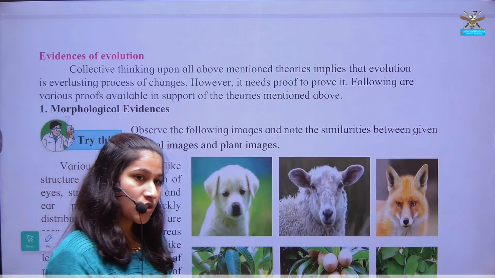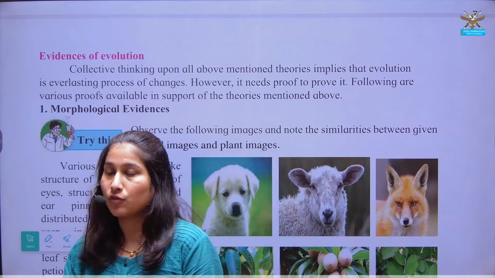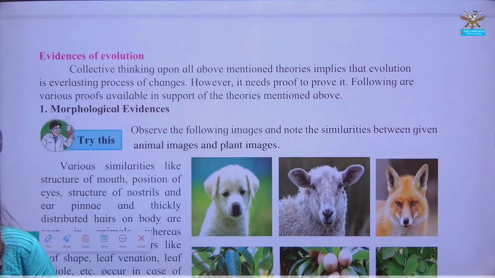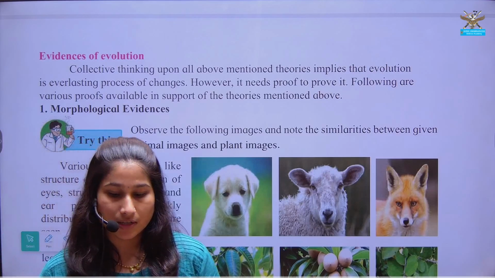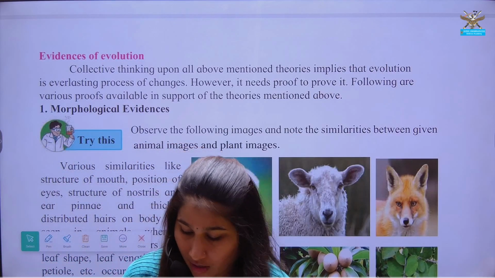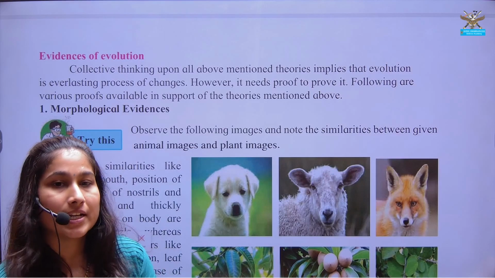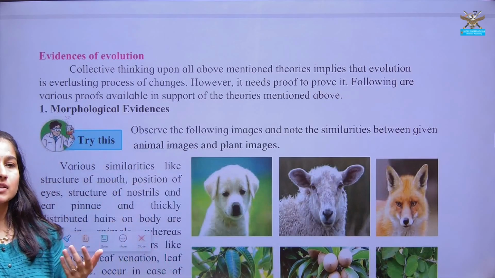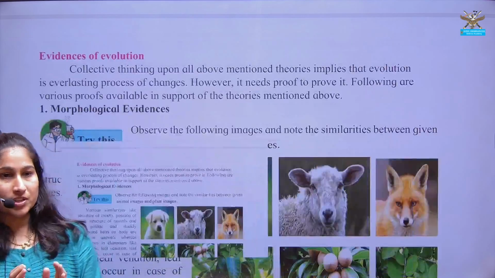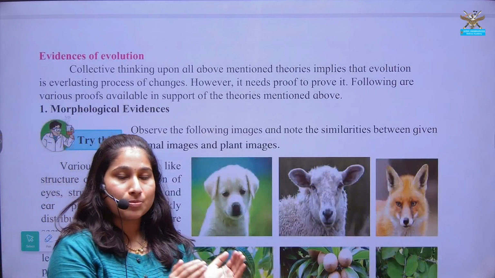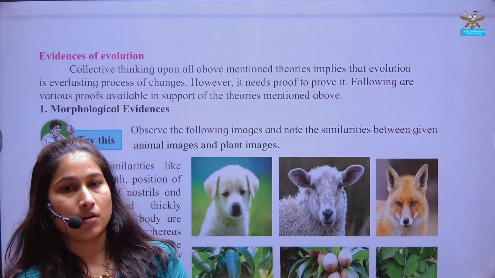So if we say that evolution happened, there was gradual change in the organism's habitat, its nature and its behavior. These changes were seen up to the gene level. So what are the evidences? There must be some evidences that give proof that yes, there was some change seen in these organisms, or this plant, or any kind of bacteria.